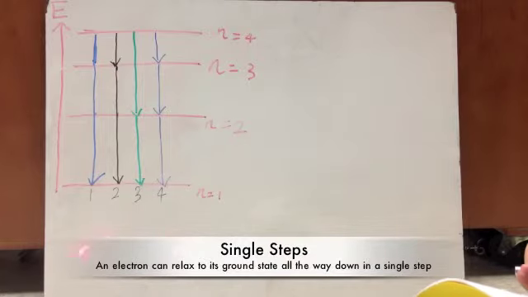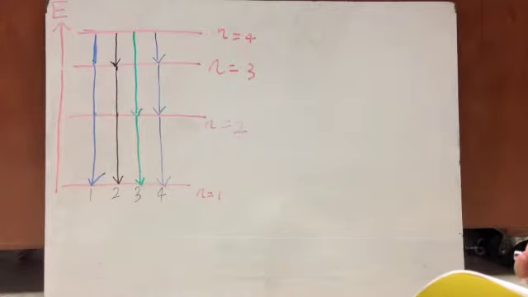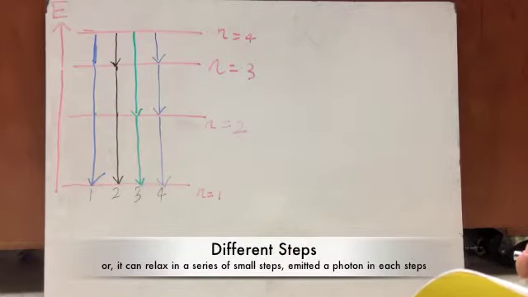An electron may relax all the way back down to the ground state in a single step, like presented in 1. Or it can relax to the ground state in a series of smaller steps. Each step emits a photon, like represented in 4.